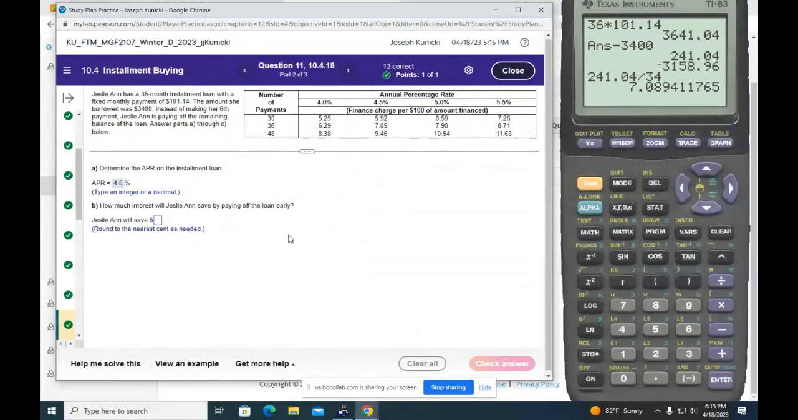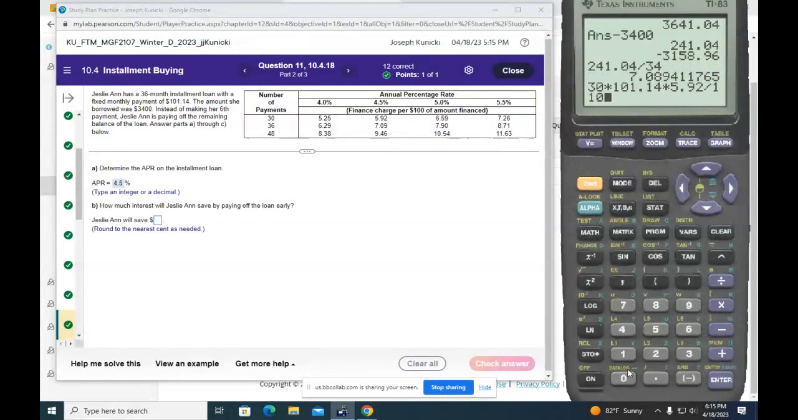And how much interest will she save? Okay, so if it's 6 months, that means there's 30 months left. So N is 30 for that formula, the U formula, and the monthly payment was 101.14. And the new V, you just go up to the 30 row, because she started with 36. After 6 months, there's 30 left, so 5.92. So it'll be 5.92 and divided by 105.92.